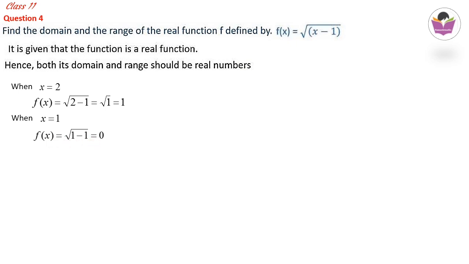So when I give x is 1, y is 0. When x is 0, I'm just decreasing the value. Okay, from 2 I have started, I'm just decreasing and coming down. So when x is equal to 0, y, or f of x, will be root of 0 minus 1. 0 minus 1 is root of minus 1. So square root of a negative number is not in the real number system.